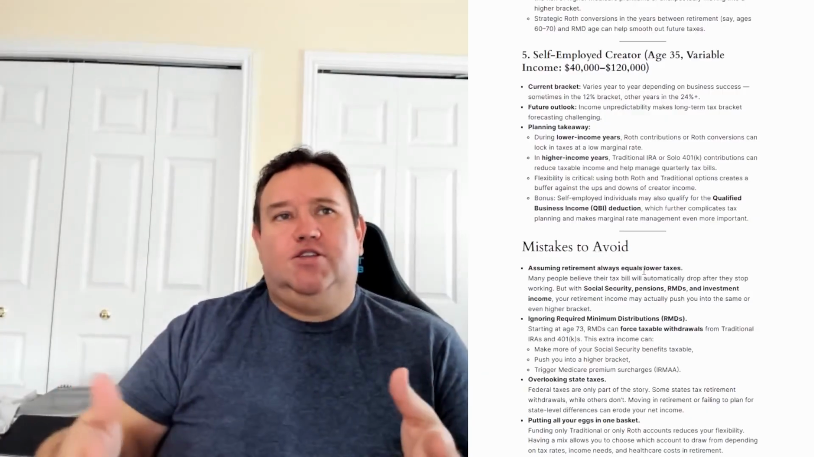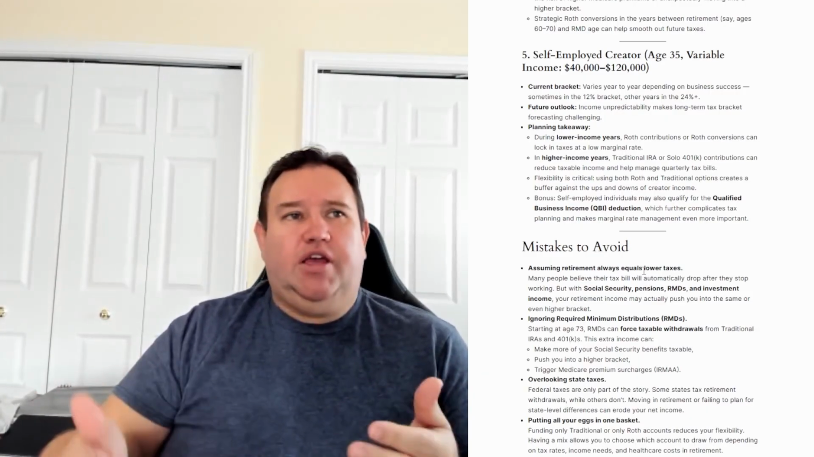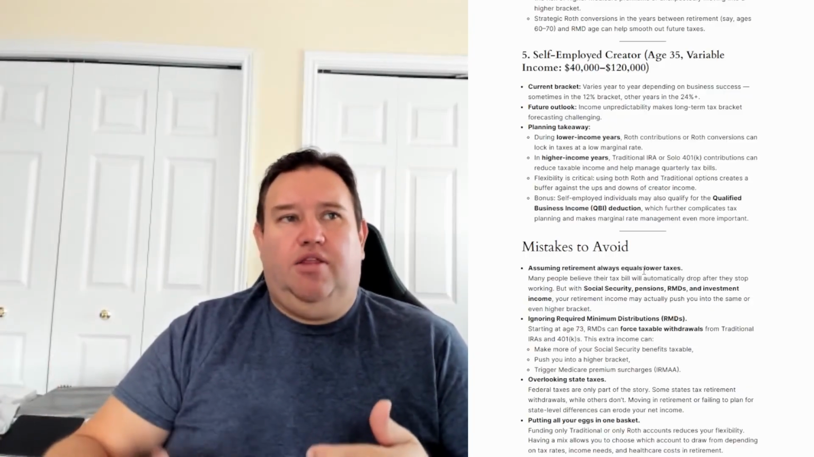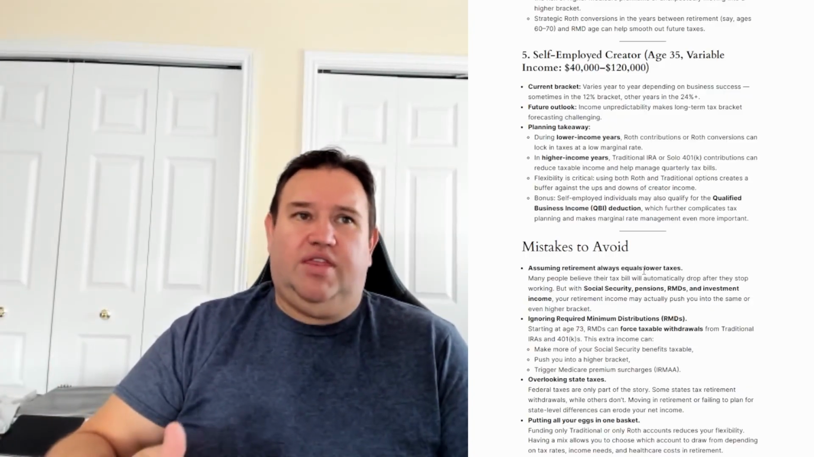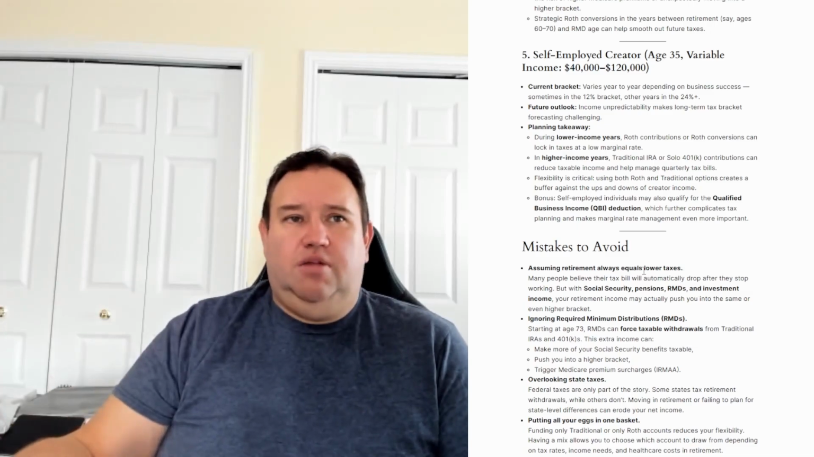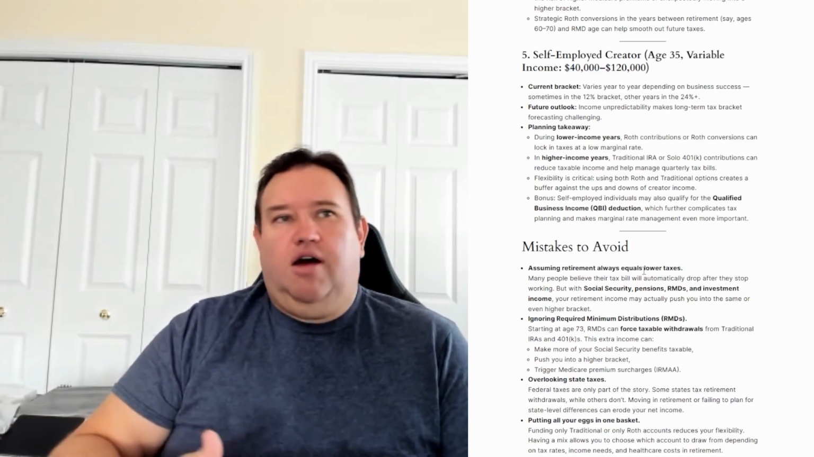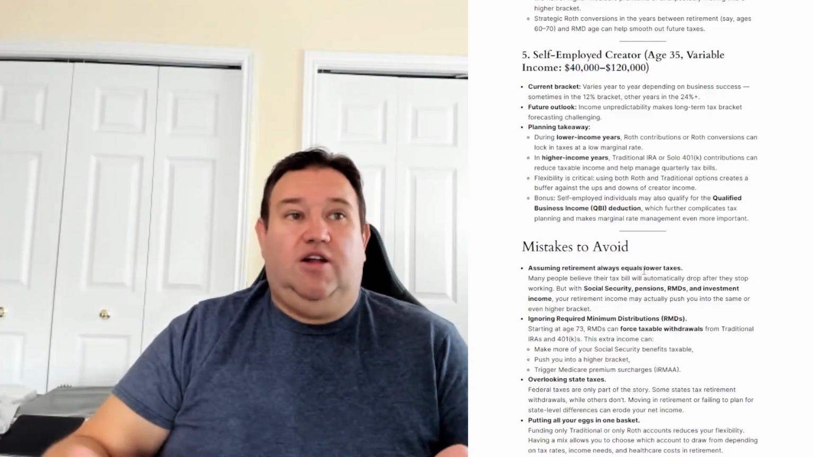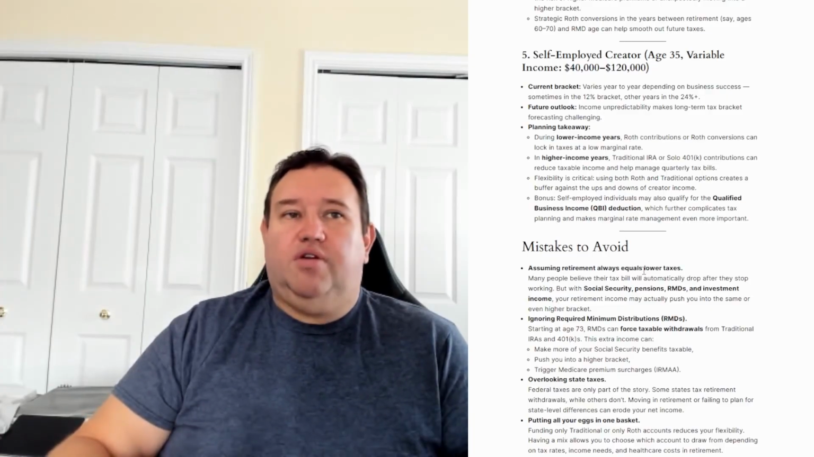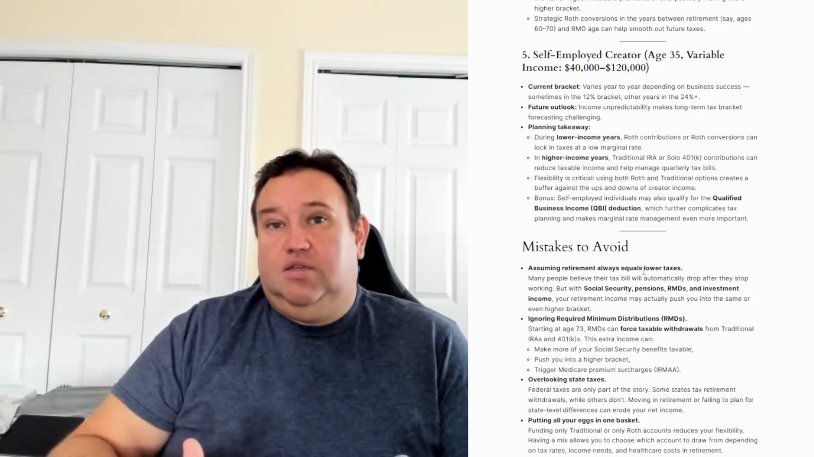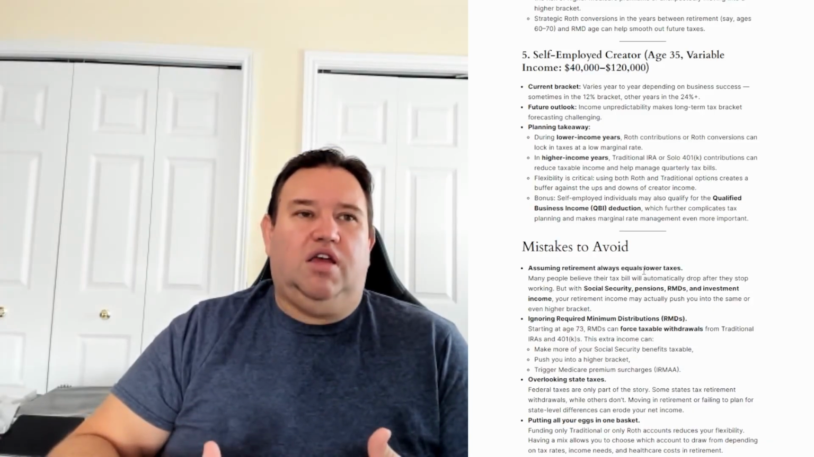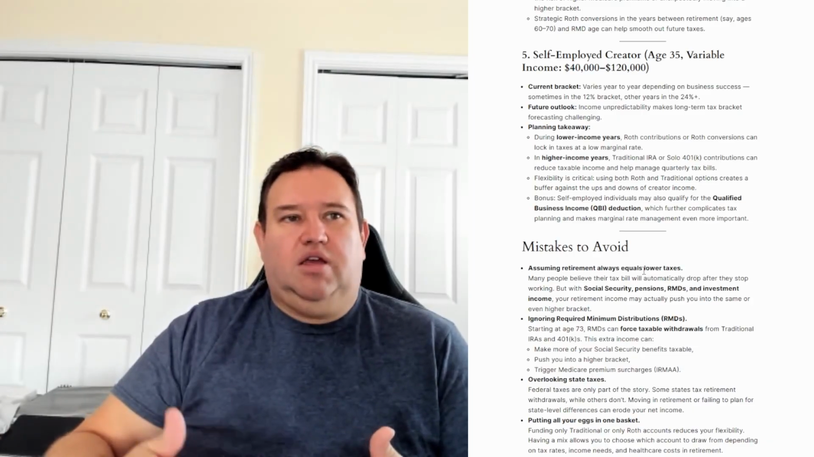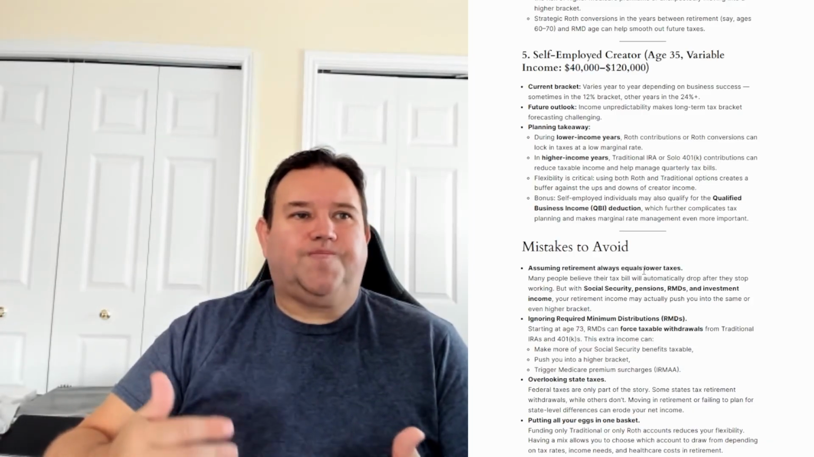Now consider a self-employed creator. Let's say a hypothetical age 30 has a variable income from $40,000 to $120,000. The current bracket varies year by year depending on how the business does. Sometimes you're at $40,000 in a 12% bracket, and next year you could be in a 24% bracket. Future income is unpredictable, making long-term tax bracket forecasting very challenging. During low income years, maybe Roth conversions can lock in taxes at lower marginal rates. In higher income years, traditional IRA or 401k contributions can reduce taxable income and help manage quarterly tax bills.